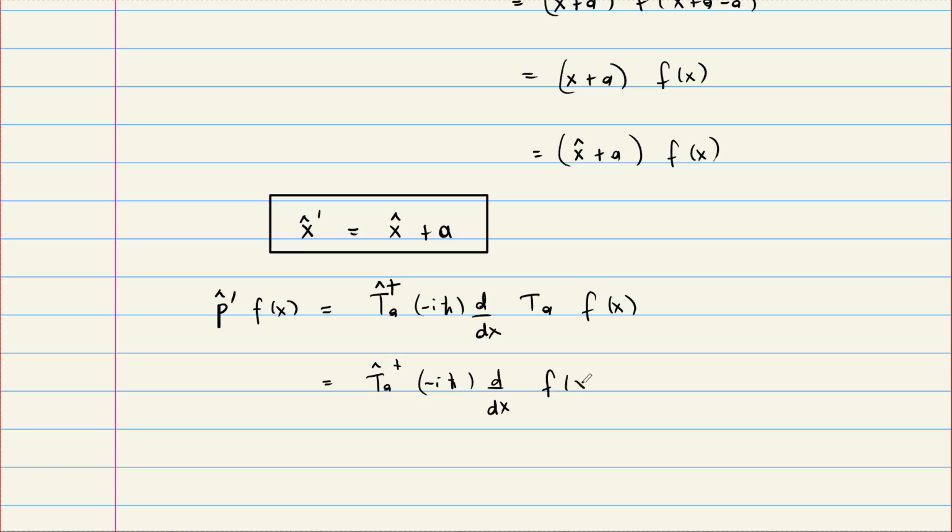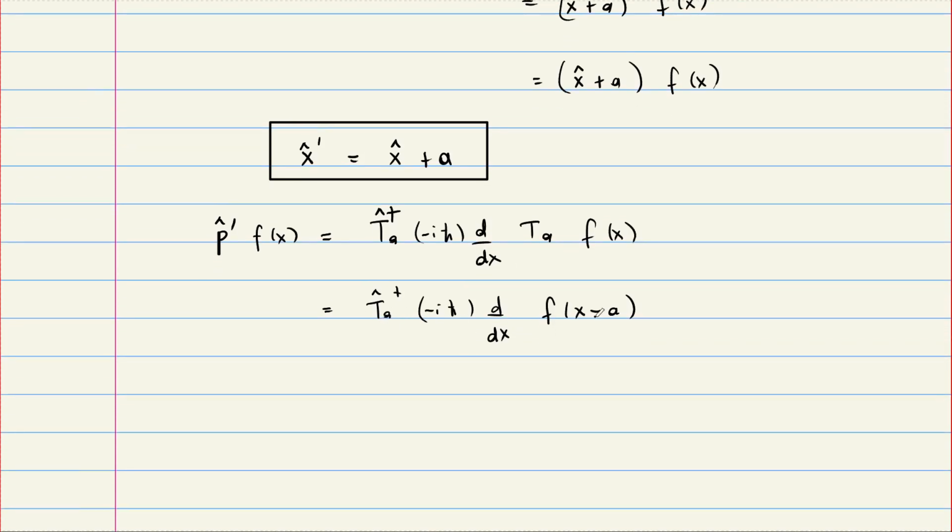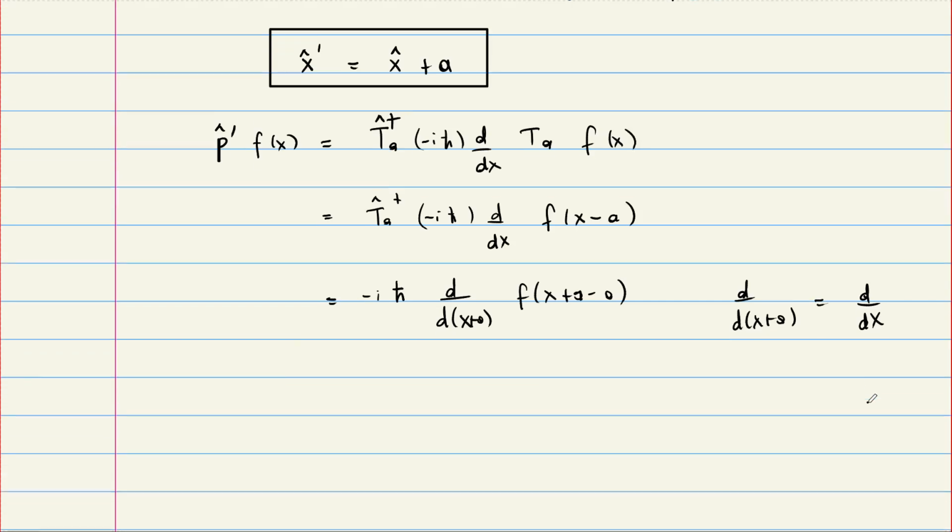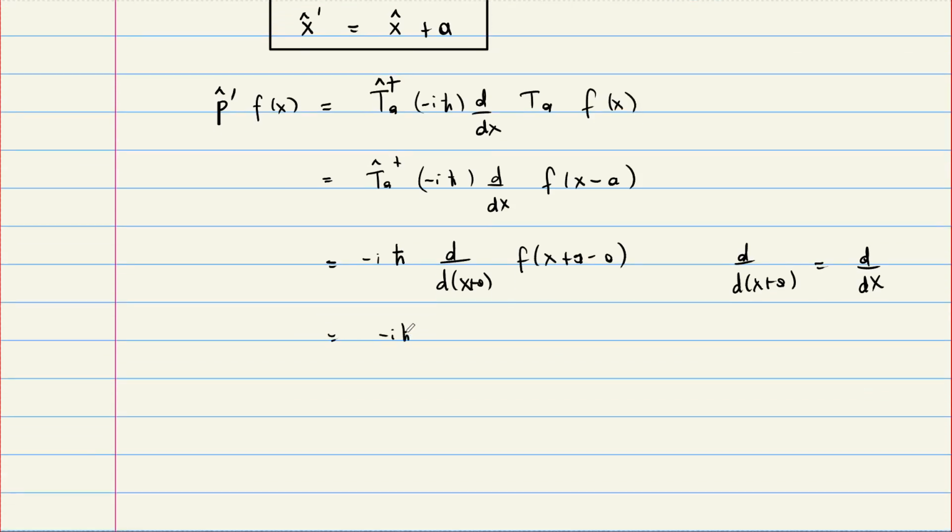So this is f of x minus a, right? This is what the operator does. Now this operator is going to act on this, and wherever you see x, replace it with x plus a. So this is minus i h bar d over d(x plus a), f of (x plus a) minus a. But the derivative d over d(x plus a), if you change the variable by a constant, the derivative does not change, d over dx. So this is minus i h bar d over dx f of x.